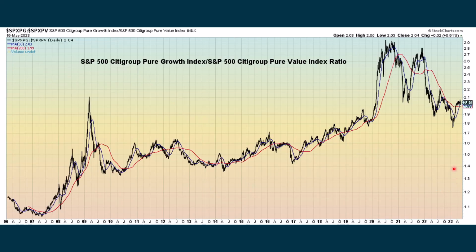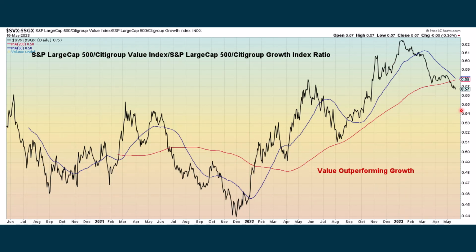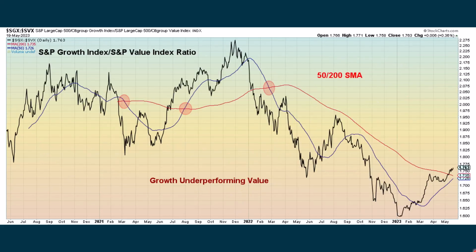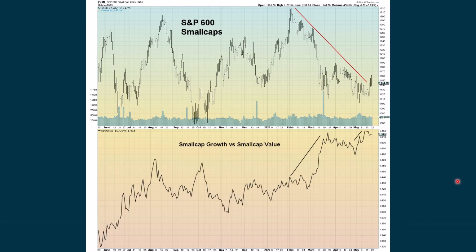We look at some indexes where growth has been underperforming, but we're starting to see a golden cross here with this particular index. That's why we look at a number of different growth to value ratios. But then when we look at the value to growth ratio, this hasn't crossed over to give us a death cross yet, but it does show the value is starting to underperform. And then we also look at another index, growth versus value, showing how growth had been underperforming, but now it's starting to show some improvement, but not enough to give us a golden cross, at least yet. Another thing that we've been watching is small caps are really running into some trouble.